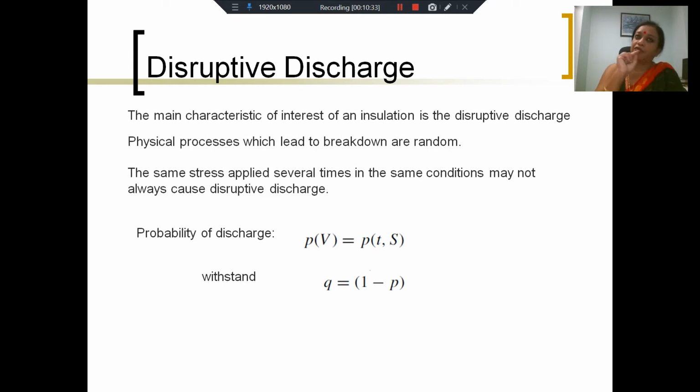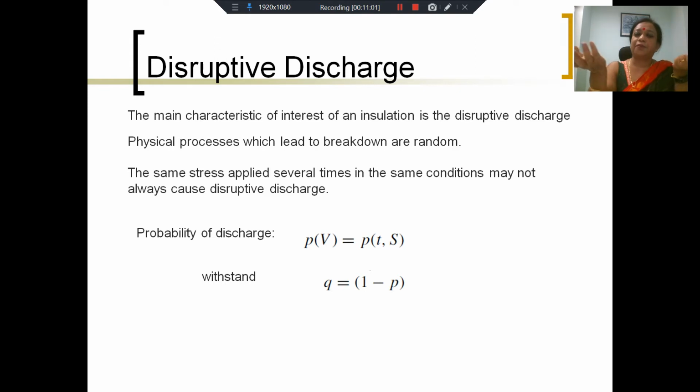However, both the time as well as the stress are random; the failure at this stress or at this particular time is of random nature. So one time you apply a voltage V, breakdown occurs. Next time breakdown does not occur. So it's a probabilistic event. And the same voltage V, if you apply for T seconds the first time, breakdown may happen.